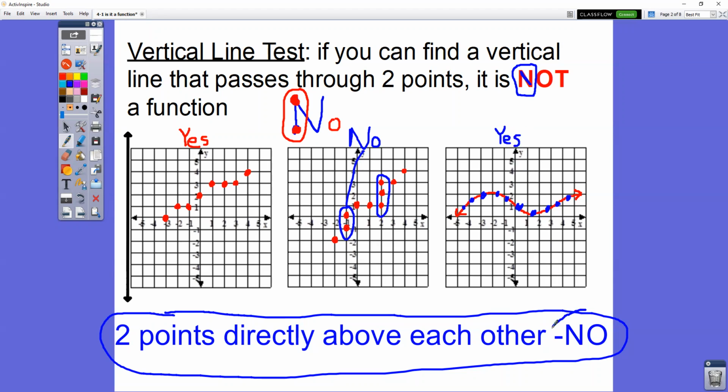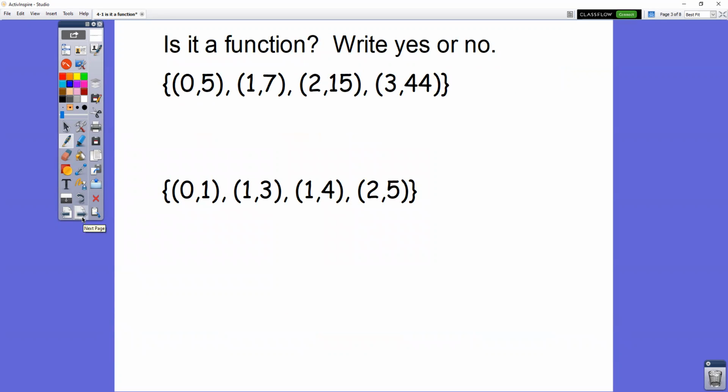So again, your answer to these graphing questions is no when there are 2 dots directly above each other. So that's the first type of question that we're dealing with today. Here's the second type of question. It has a series of points. In that series of points, all points are written x, comma, y. All points are always written x, comma, y.